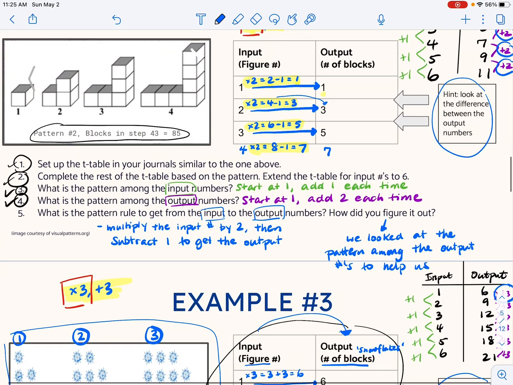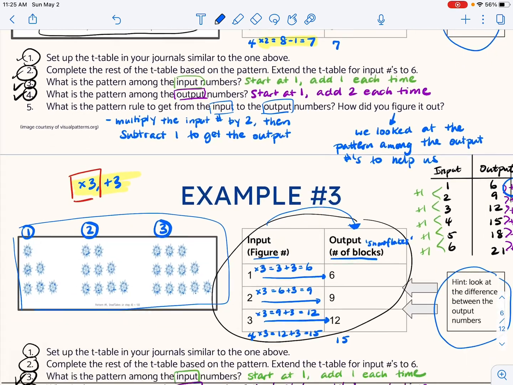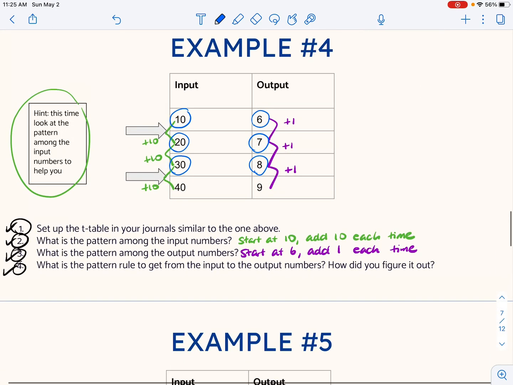If you look at the input here in example 2, it is slightly smaller than the output. In this case, though, it's the opposite. Okay, so if I'm thinking that, I'm thinking there's maybe some subtraction, but also maybe some division happening. Now, this time we're looking at the pattern among the input numbers to help us figure out what the two-step pattern rule is. So would it make sense that we're multiplying the input to get to the output?